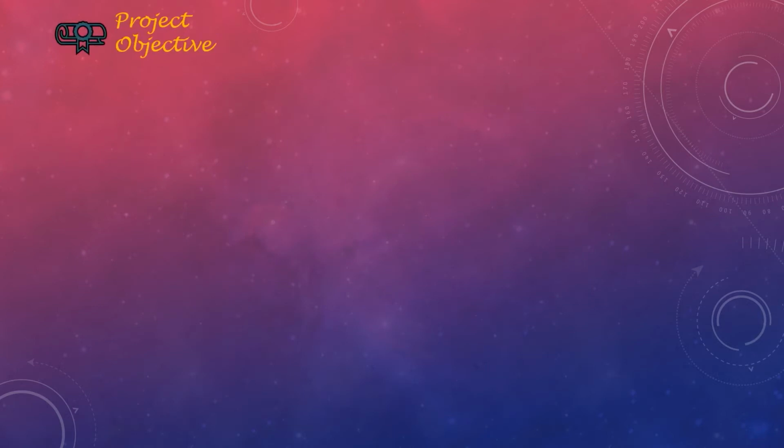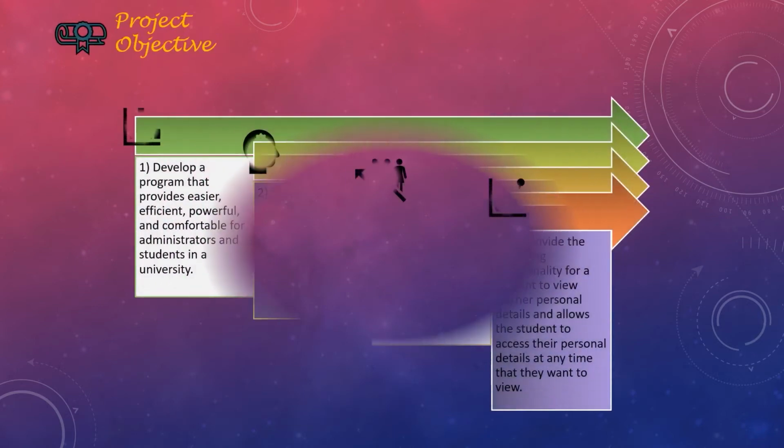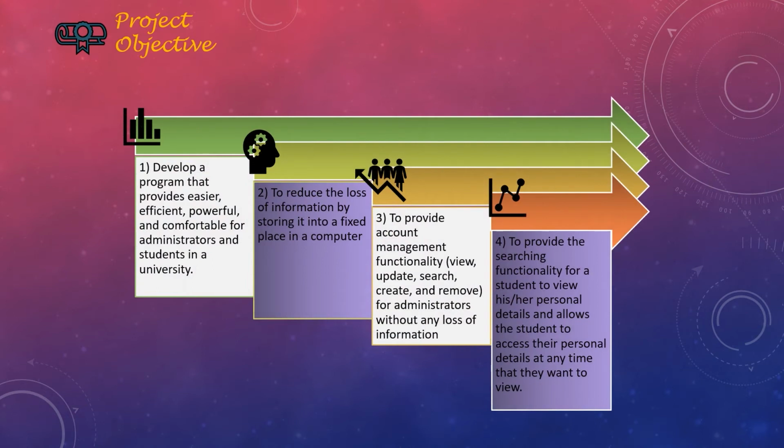So thank you for that. And now we will look at our project objective. Our main objective is to develop a program that is easier, efficient, powerful, and comfortable for administrators and students in a university. The second is to reduce lost information by storing it in a fixed place in a computer so that the information of students would not be scattered.